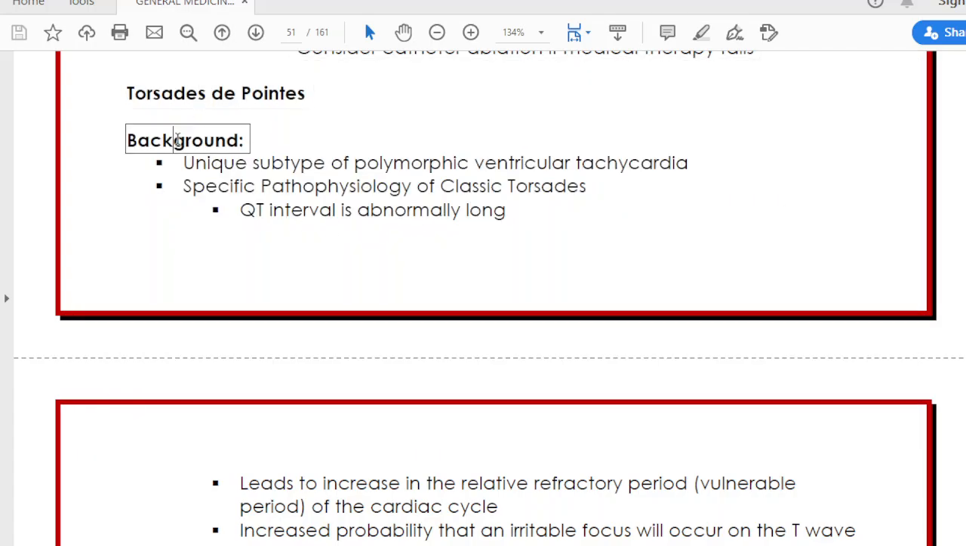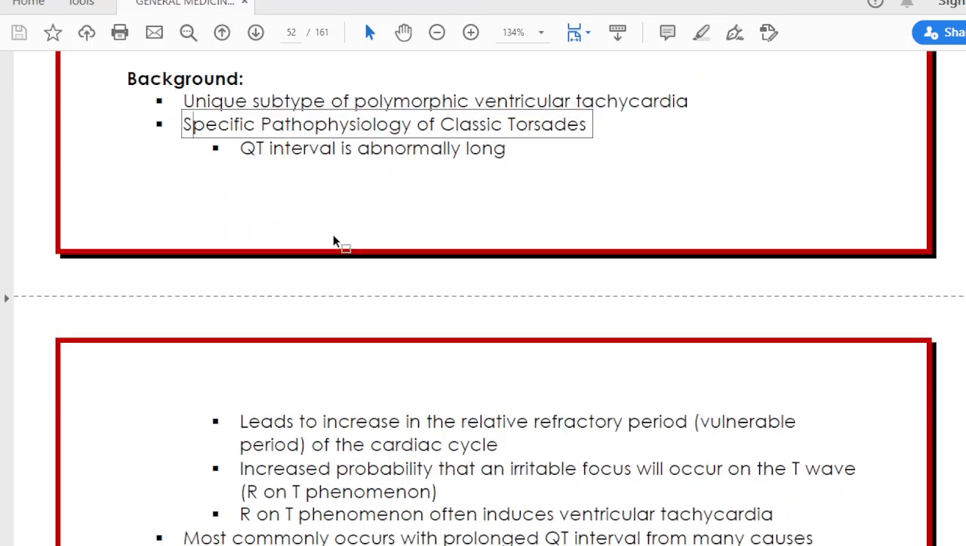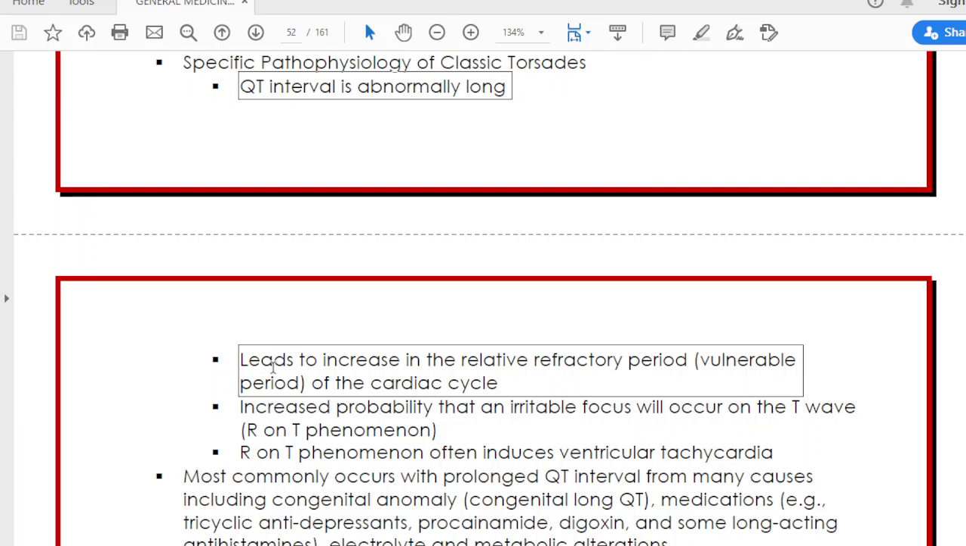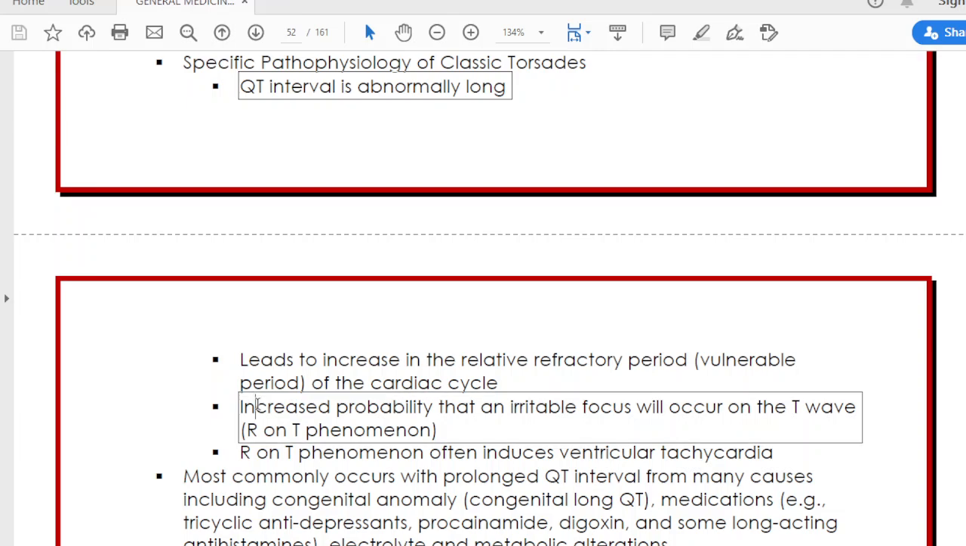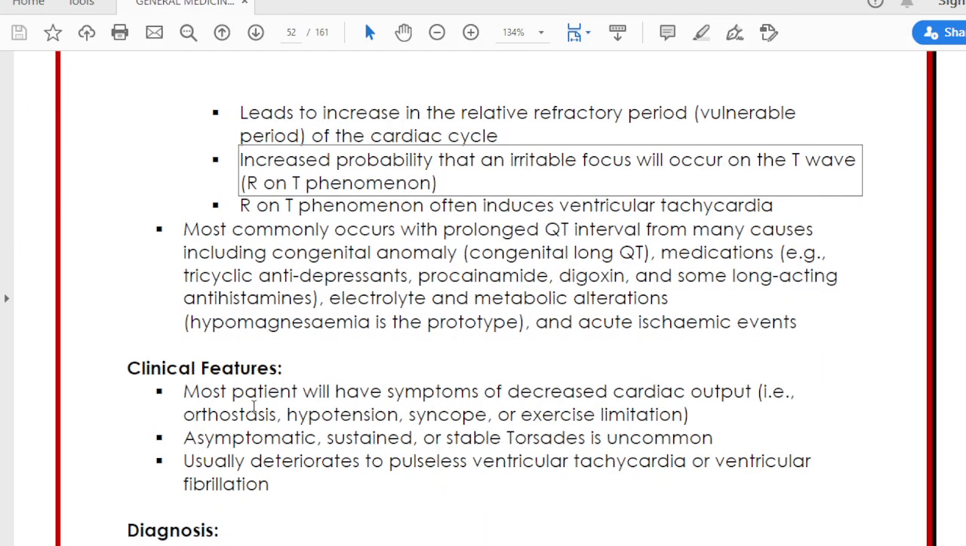Torsades de pointes. Background. Unique subtype of polymorphic ventricular tachycardia. Specific pathophysiology of classic torsades: QT interval is abnormally long. Leads to increase in the relative refractory period, the vulnerable period, of the cardiac cycle. Increased probability that an irritable focus will occur on the T wave, R-on-T phenomenon. R-on-T phenomenon often induces ventricular tachycardia.